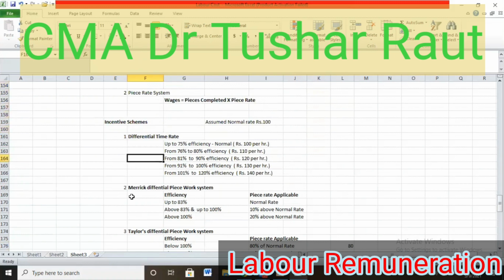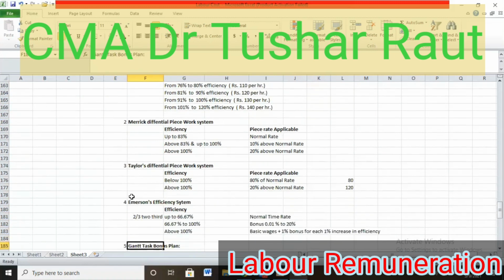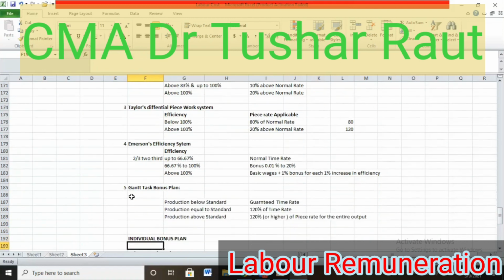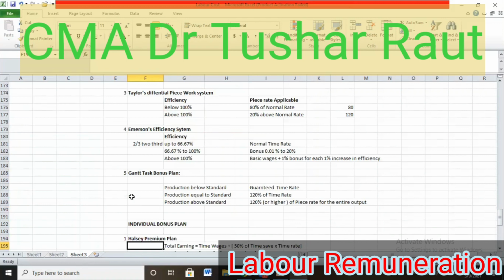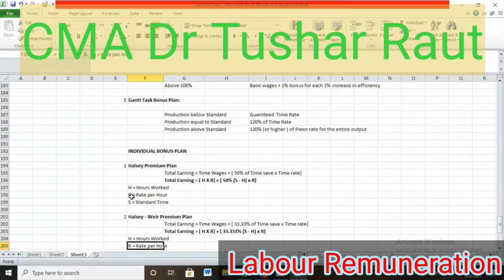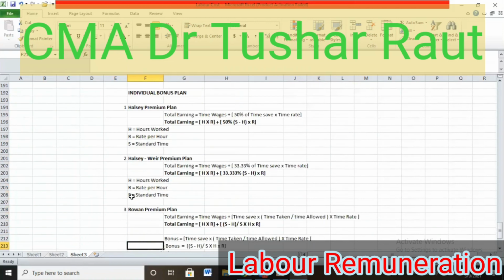Incentives are given for working hard. We want our employees to work efficiently, therefore incentives used to be provided. This is a motivational factor. Other individual bonus plans are there. Three bonus plans are there: one is the Halsey premium plan, the Halsey-Weir premium plan, and the Rowan premium plan.